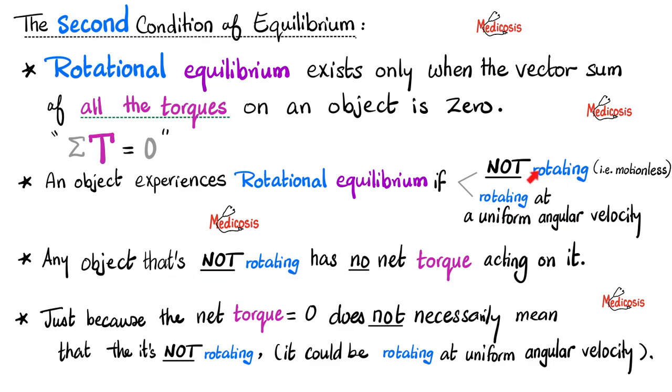If the object is not rotating at all, this means that the net torque is 0. So there is no net torque acting on it, because remember, torque means rotation. No rotation, no torque. However, the exact opposite is not necessarily true. Just because the net torque is 0 doesn't necessarily mean that the object is not rotating. It could simply mean that I am rotating at a constant angular velocity.